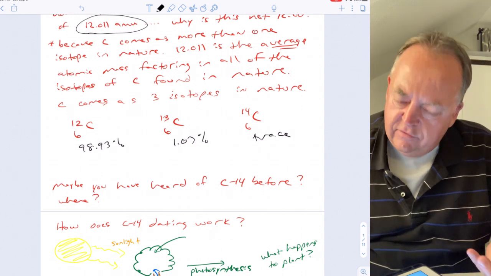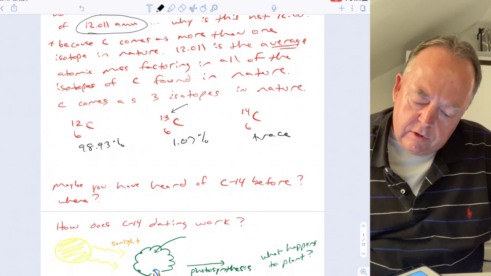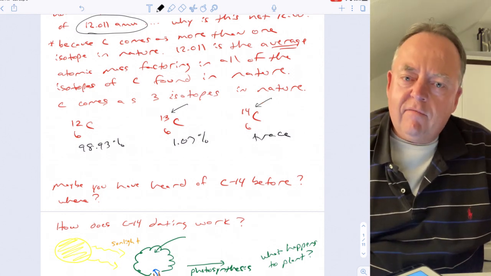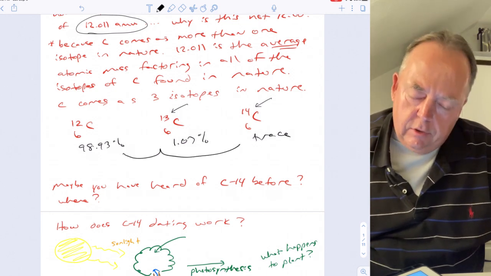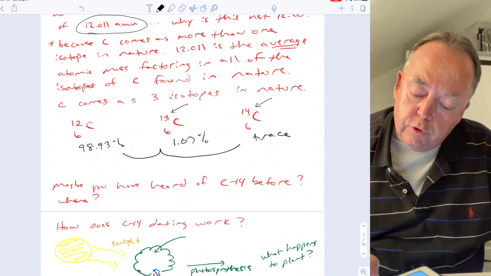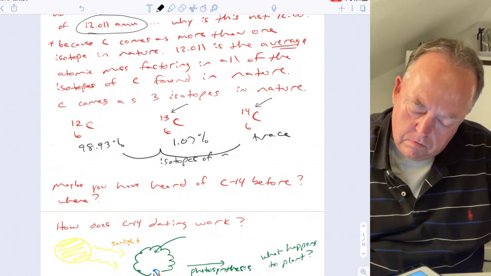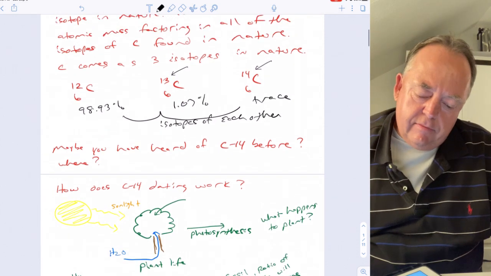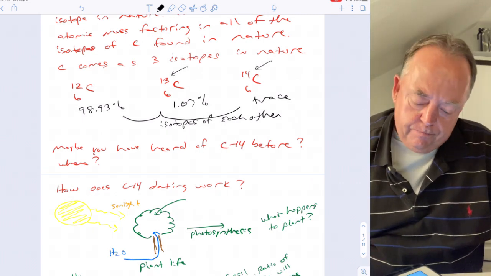And of course they have different masses, right? Because this has 1 more neutron than carbon-12 has, and this has 2 more neutrons than carbon-12 has, and neutrons have mass. So these are isotopes of each other, right? Because they only differ in the number of neutrons. And so the one with more neutrons is going to have a higher mass. So the average mass, what's on the periodic table, represents all of those.